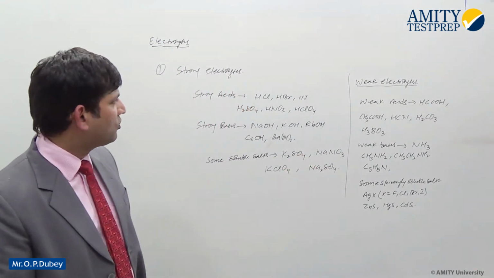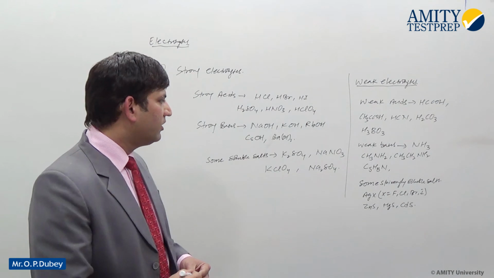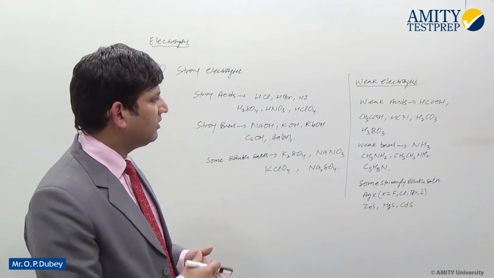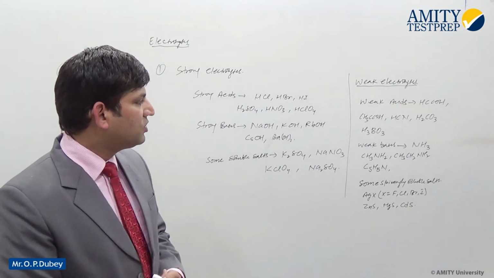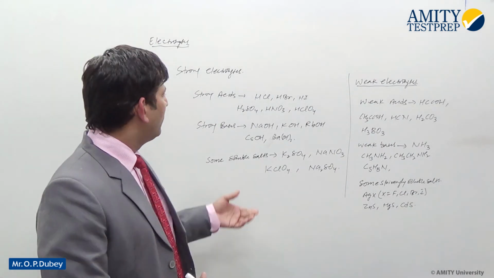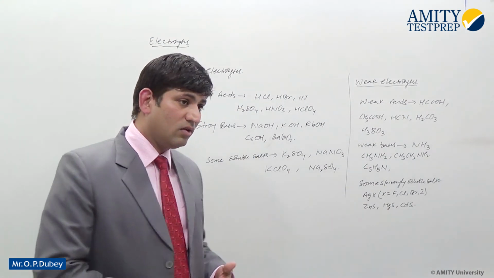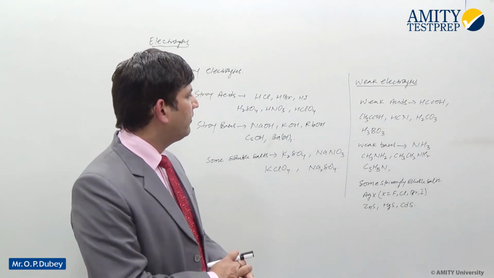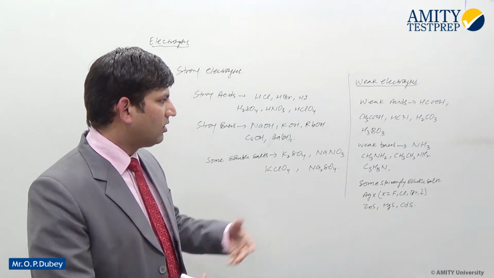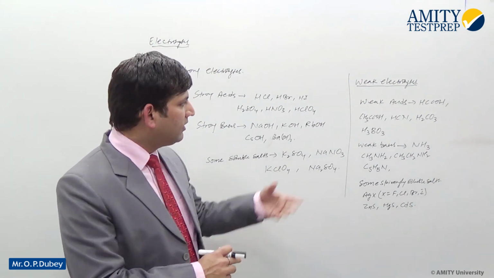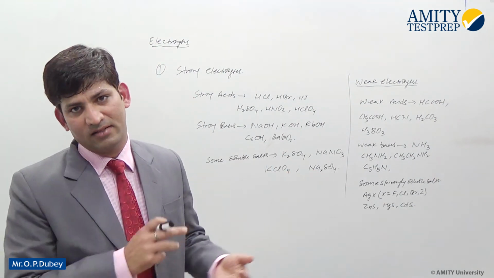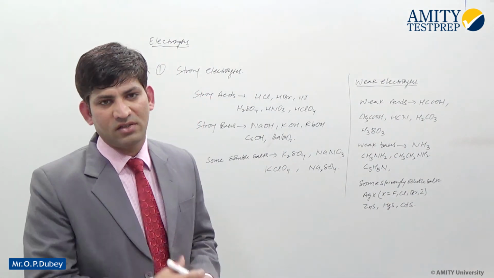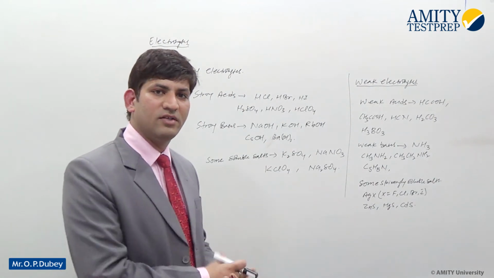So they are the strong electrolytes and weak electrolytes. This classification is on the basis of their dissolution in water. Some strong electrolytes also behave as weak electrolytes in a different solvent. For example, when formic acid or acetic acid is dissolved in water, it is a weak electrolyte, but when it is dissolved in ammonia solution, it acts as a strong electrolyte. So if the solvent changes, the nature of dissociation, the degree of dissociation, the degree of ionization also changes.